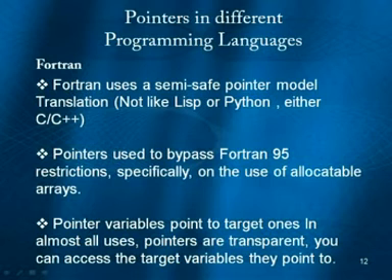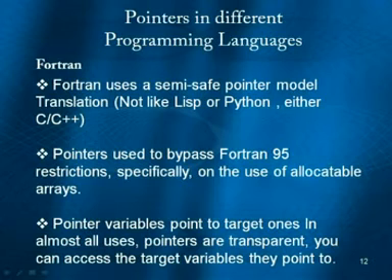Next, we will discuss pointers in Fortran. Fortran uses a semi-safe pointer model, not like list processing or Python, or C or C++. Especially on the use of allocatable arrays, pointers are used to bypass Fortran 95 restrictions.